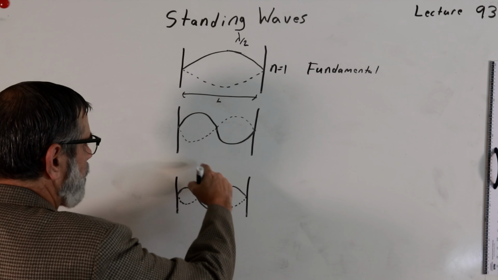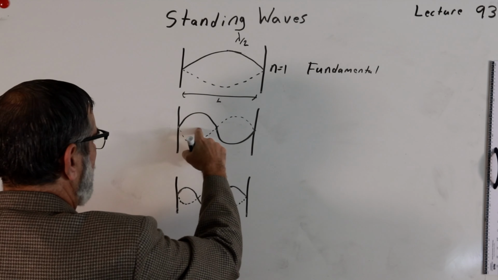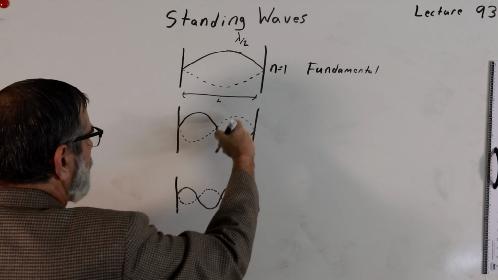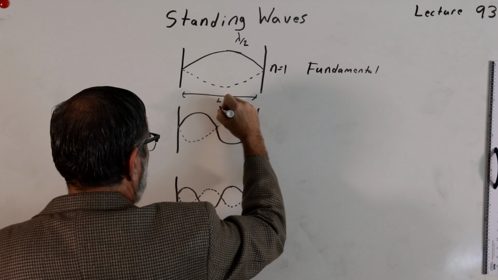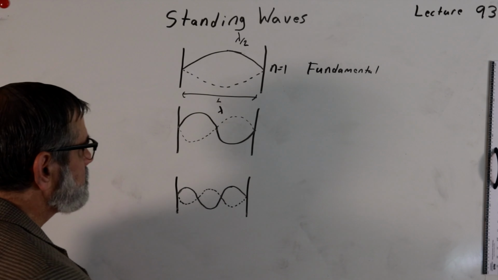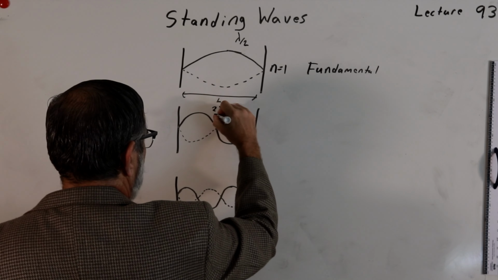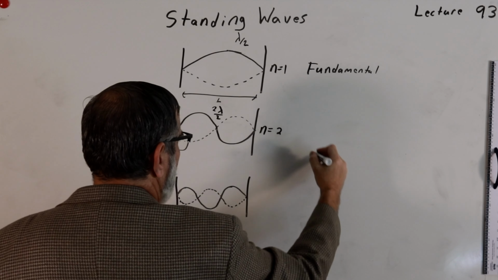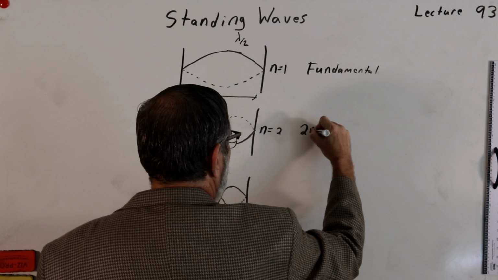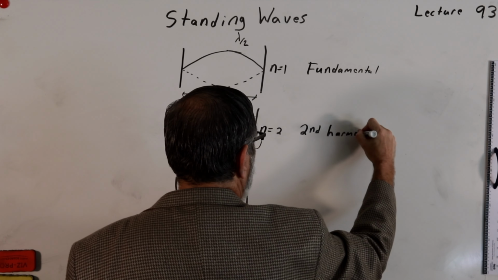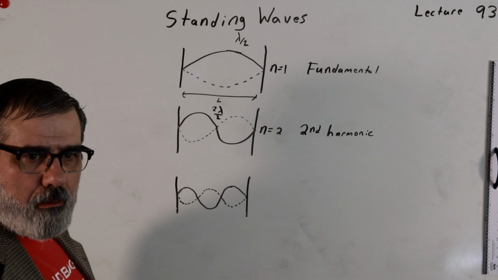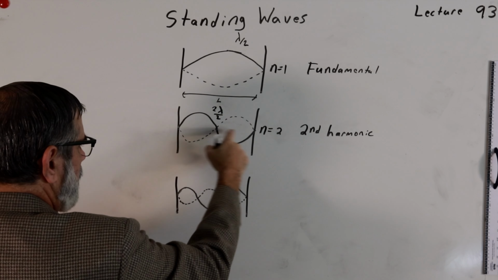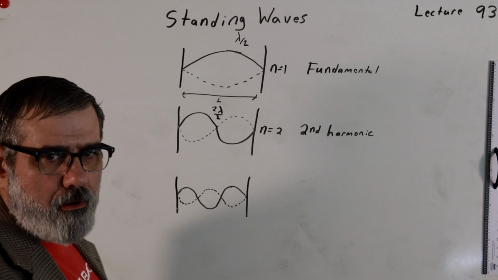The next wave that you can fit in is this wave here, and this is going to be 2 times lambda over 2, which is just lambda. I could write it as 2 lambda over 2. It might make it easier to see what's going on. This is the n equals 2 wave, and we call this the second harmonic. It's got the 2 nodes at the end, but also an additional node right in the center.